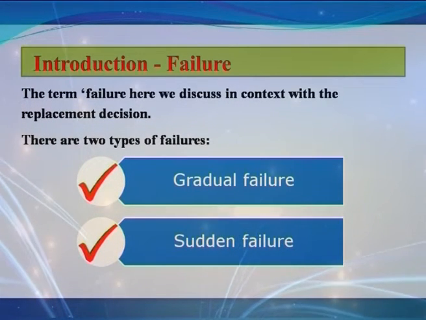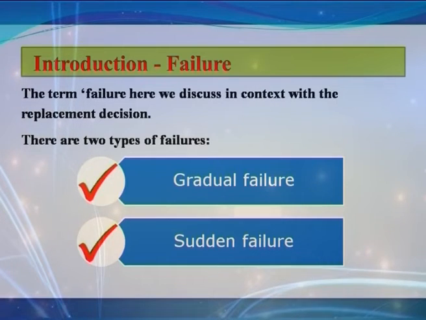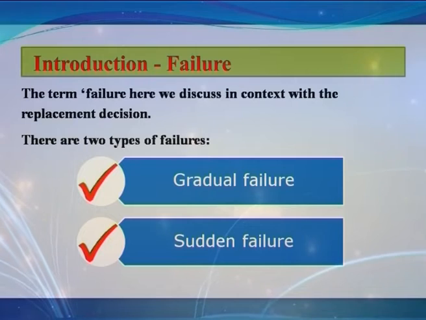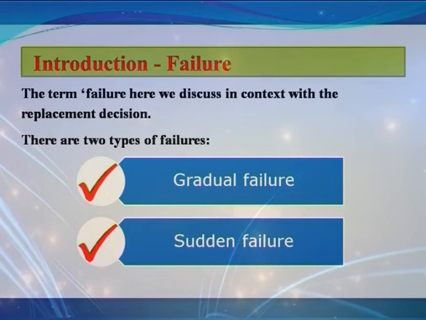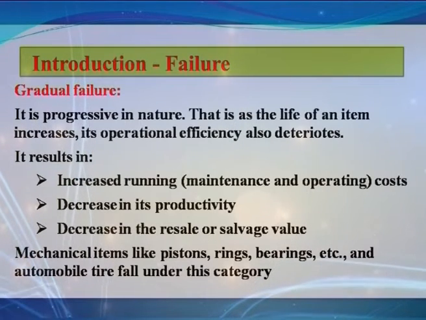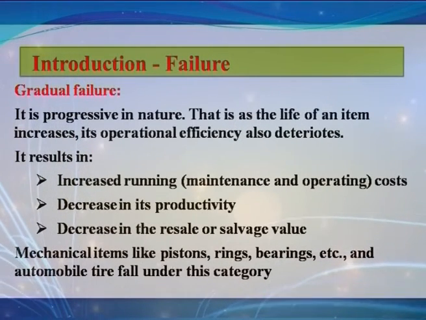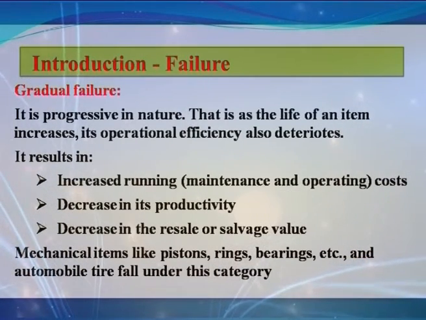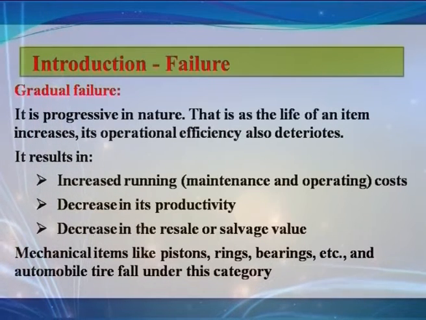The term failure here we discuss in context with the replacement decision. There are two types of failures, the gradual failure and sudden failure. Firstly, coming to gradual failure. It is progressive in nature. That is, as the life of an item increases, its operational efficiency also deteriorates.